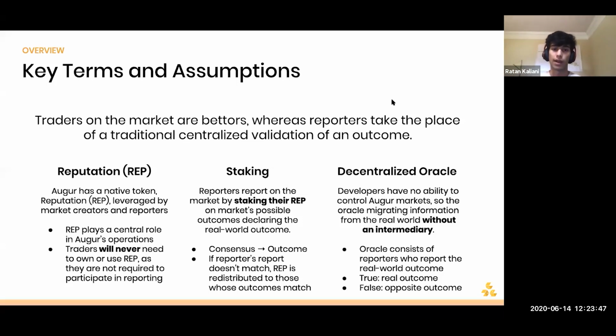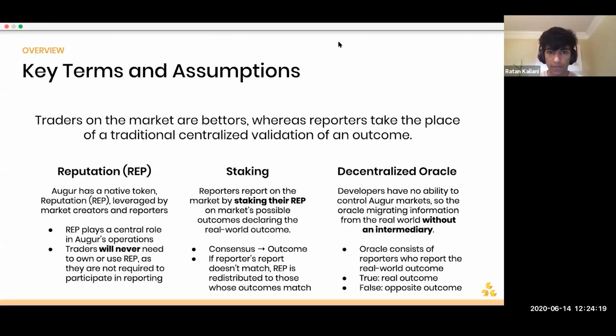So reporters stake rep on outcomes to get that outcome to be the outcome that's determined by the oracle. And once consensus is achieved on a specific outcome, that becomes the finalized outcome. So the entire point of Augur is to decentralize that oracle system and enable the markets to achieve the true outcomes, which are the real outcomes, instead of the false outcomes, which are the opposite of what actually occurs in the real world. So, yeah.